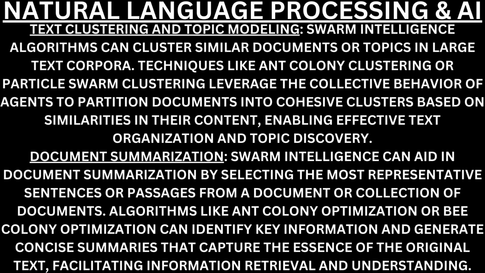Document summarization. Swarm intelligence can aid in document summarization by selecting the most representative sentences or passages from a document or collection of documents. Algorithms like ant colony optimization or bee colony optimization can identify key information and generate concise summaries that capture the essence of the original text, facilitating information retrieval and understanding.